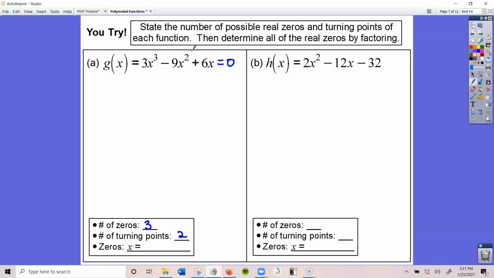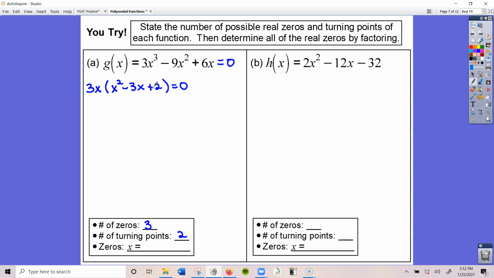Every single term here can be divided by 3. And every single term has at least one x. So I'm going to factor out a 3x. That means that I'm going to divide 3x from every term. 3x to the third divided by 3x is a positive x squared. Negative 9x squared divided by 3x is negative 3x. And 6x divided by 3x is a positive 2.